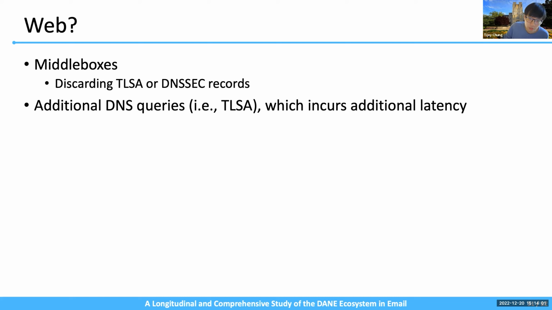And also, to use DANE, you have to fetch TLSA records, which means it incurs additional DNS queries, right? Which introduces another latency, which makes TLS communication a little bit slower than just normal TLS.